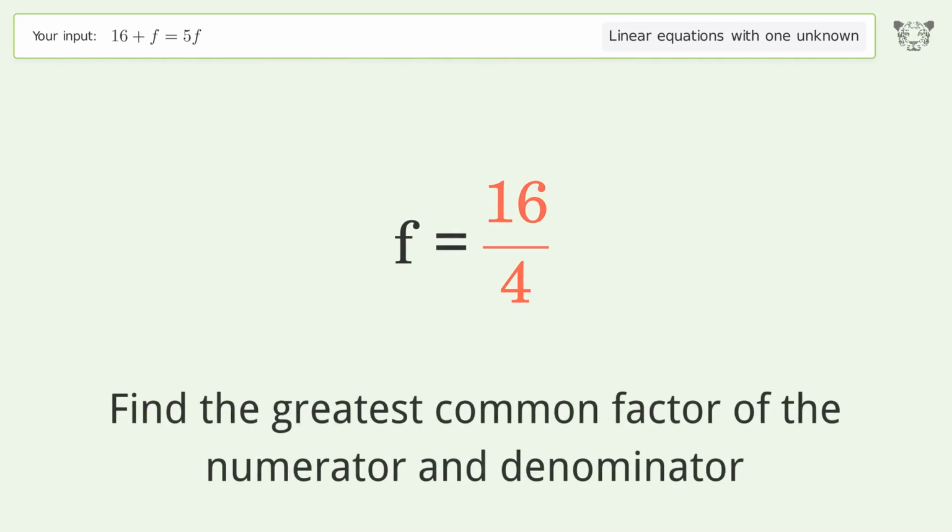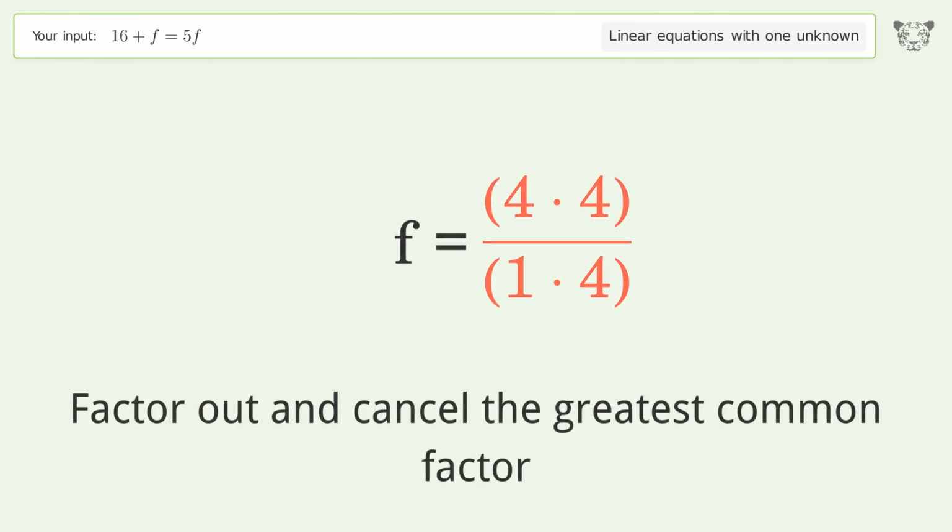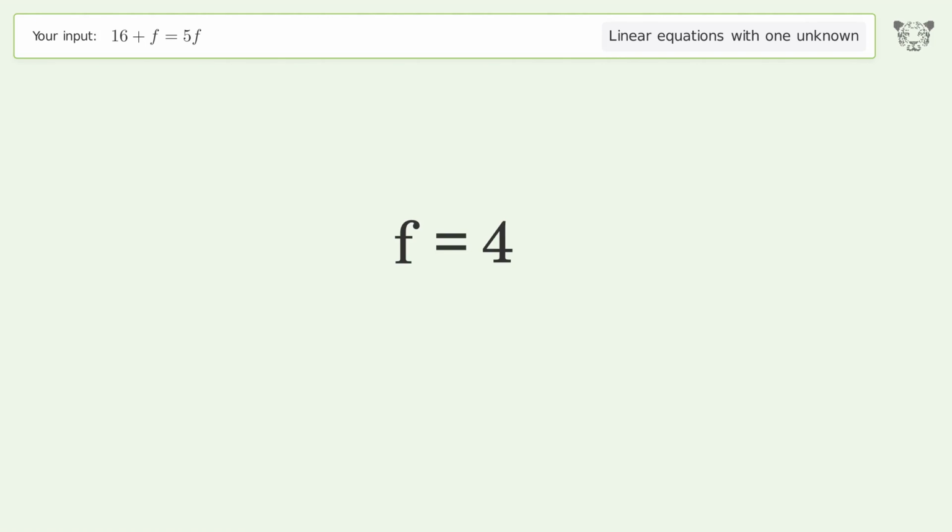Find the greatest common factor of the numerator and denominator. Factor out and cancel the greatest common factor. And so the final result is f equals 4.